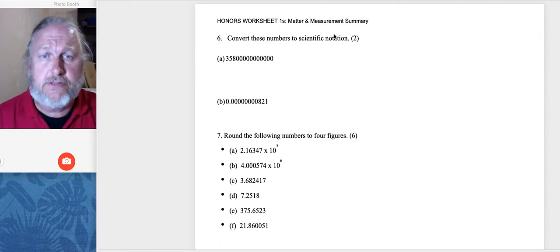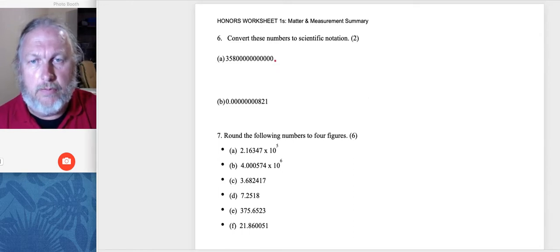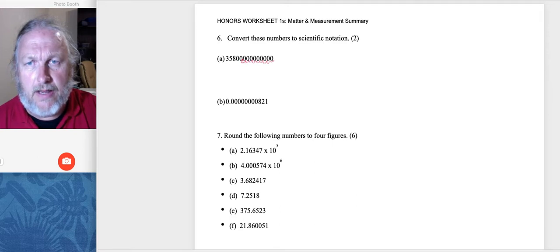Convert these numbers to scientific notation. It says 2 points, but these are pretty easy points, right? To do scientific notation, you've got to think, okay, that is an understood decimal. What I'm trying to do is get it where I don't have to write all that mess. So I'm going to count 1, 2, 3, 4, 5, 6, 7, 8, 9, 10, 11, 12, 13.